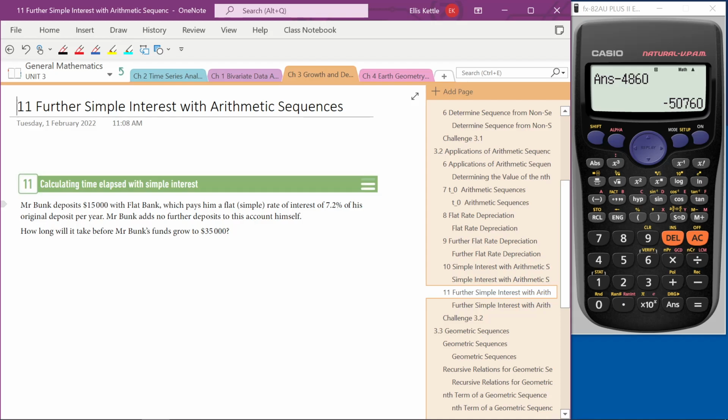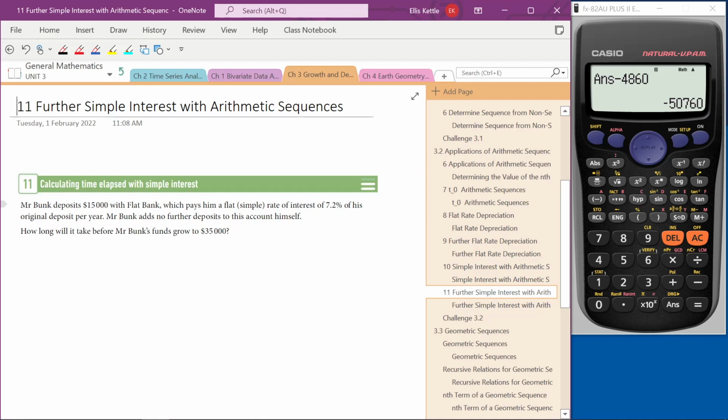This is Mr. Bunk, who deposits $15,000 with a flat bank, which pays him a flat simple rate interest of 7.2% on his original deposit per year. Mr. Bunk adds no further deposits to the account himself. How long will it take before Mr. Bunk's funds grow to $35,000?